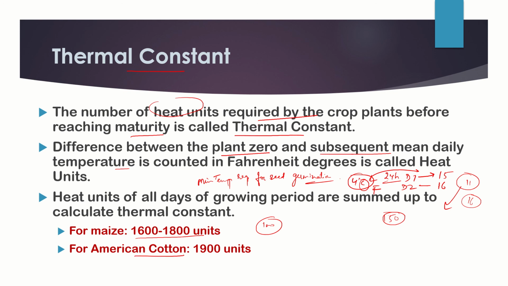Similarly, it has been observed for American cotton that 1900 heat units are required for maturity of the plant. This is how it is estimated in how many months or days the crop will mature.